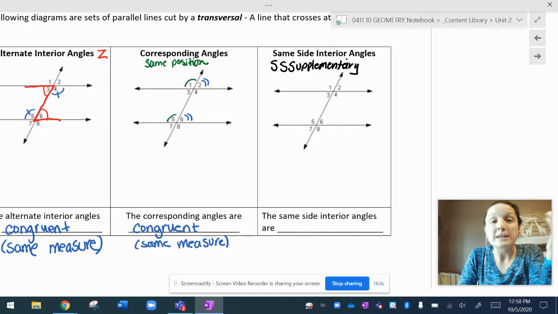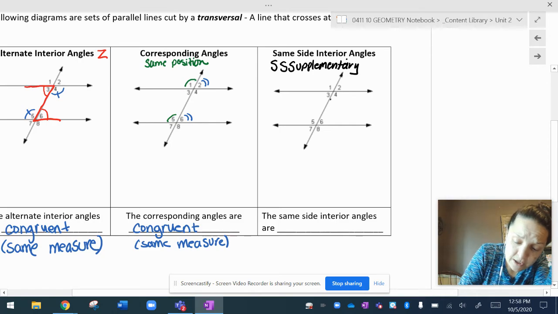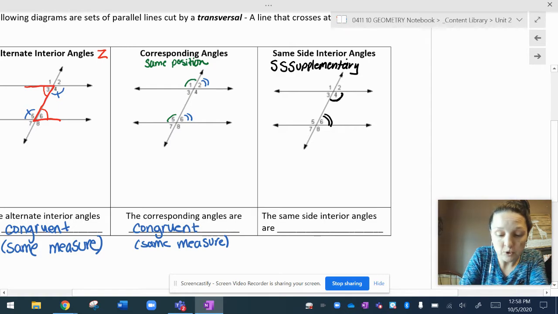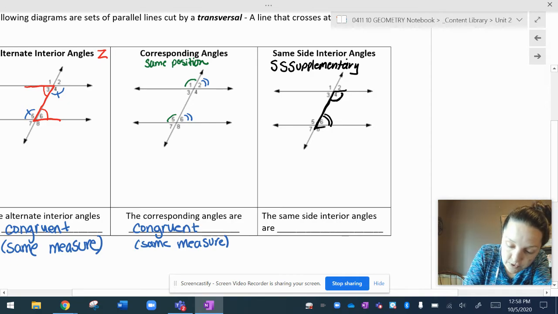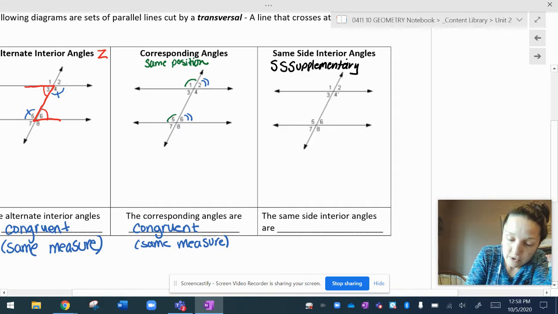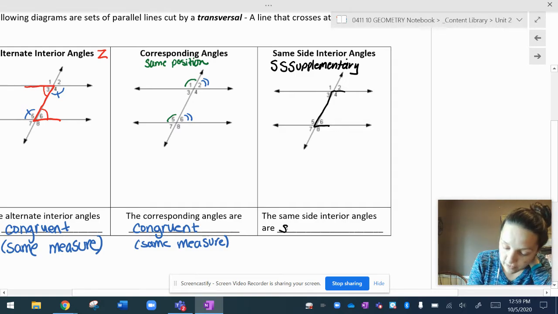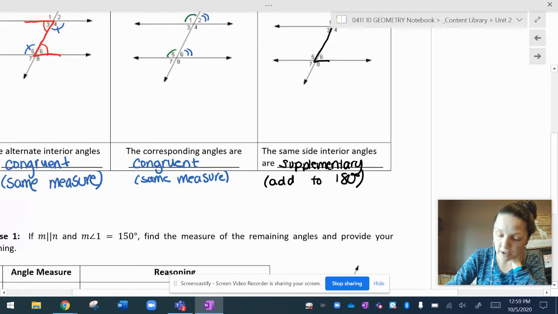So supplementary angles. Same side supplementary, same side interiors add up to 180. Same side interiors would be like 4 and 6 are same side interiors because they're both inside the parallel lines, but they are on the same side of the transversal. So they almost make like a letter C here, or on the other side, like that. Okay, so alternate interiors make a Z, same side interiors make a C. Same side interiors are supplementary. That means they add up to 180. And then you just have to follow the rules to go with them.